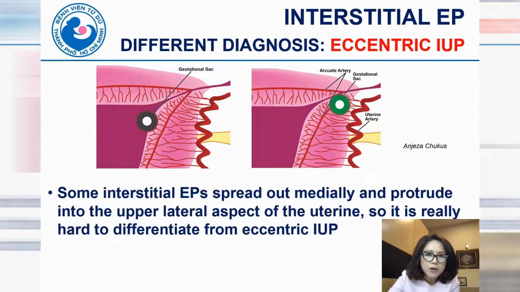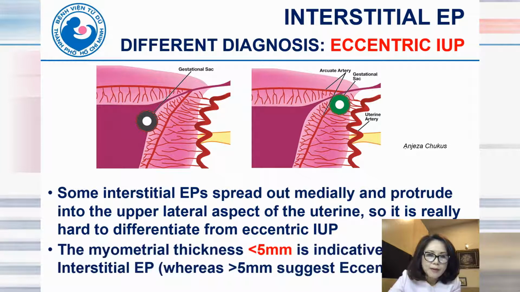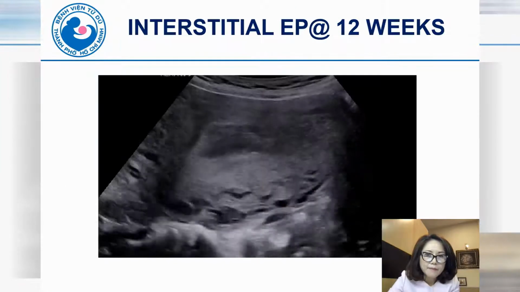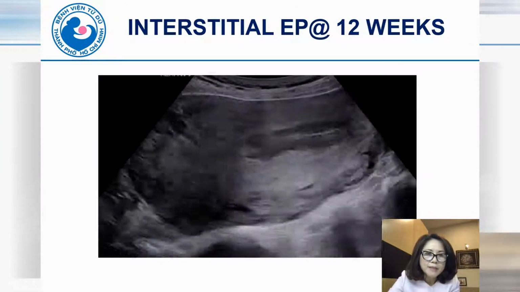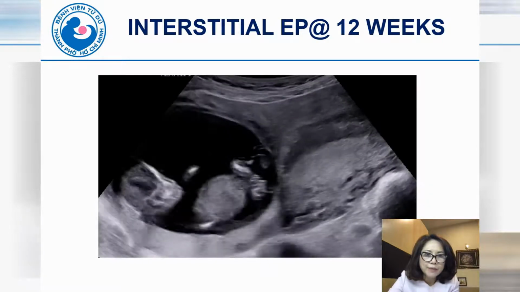Some interstitial ectopic pregnancies spread out medially and protrude into the upper lateral aspect of the uterus, so it's really hard to differentiate from an eccentric intrauterine pregnancy. A myometrial thickness under 5 mm is indicative of interstitial ectopic pregnancy, whereas above 5 mm suggests eccentric intrauterine pregnancy. This is a case of interstitial ectopic pregnancy at 12 weeks.